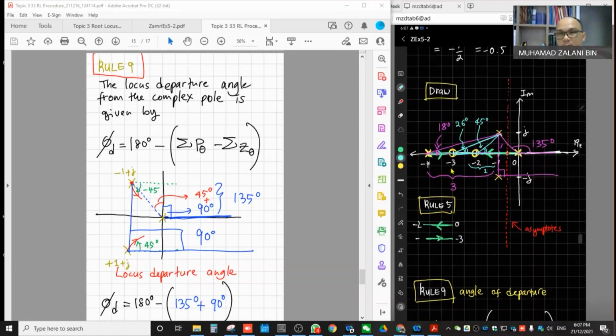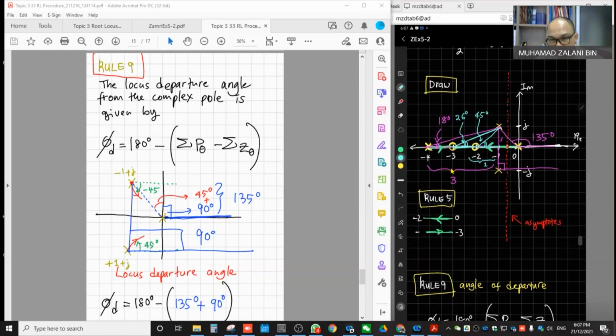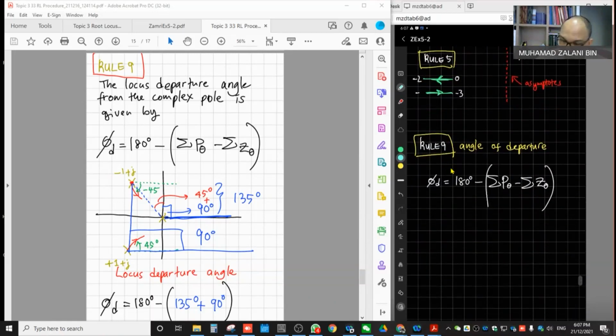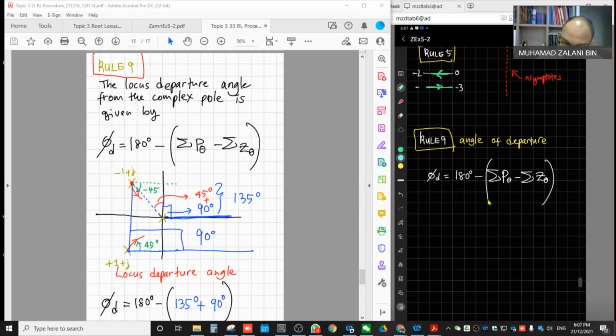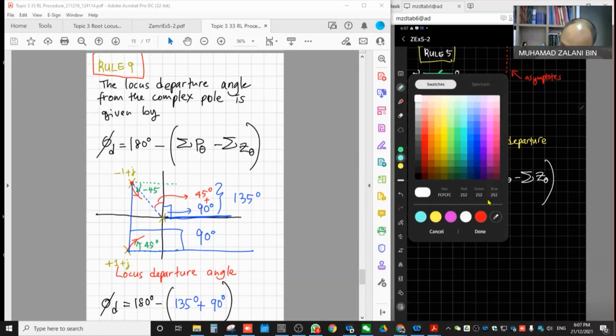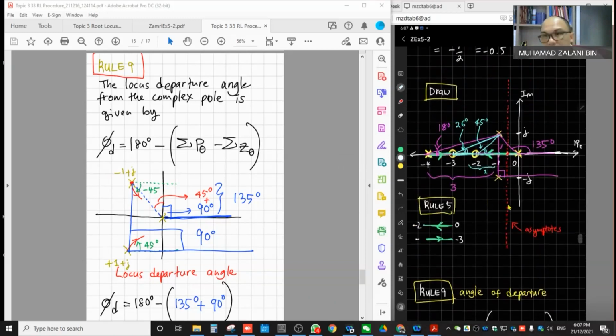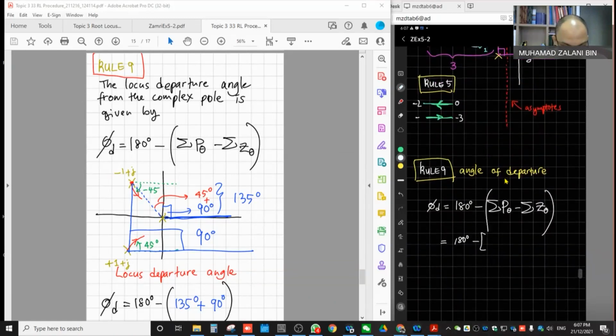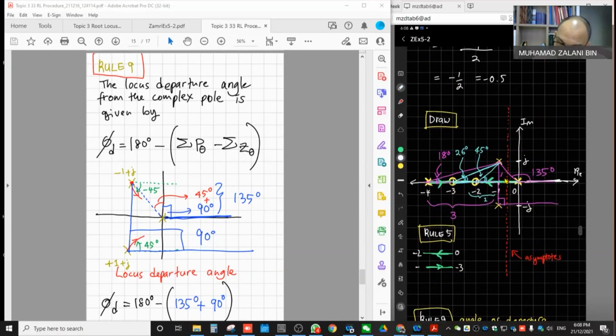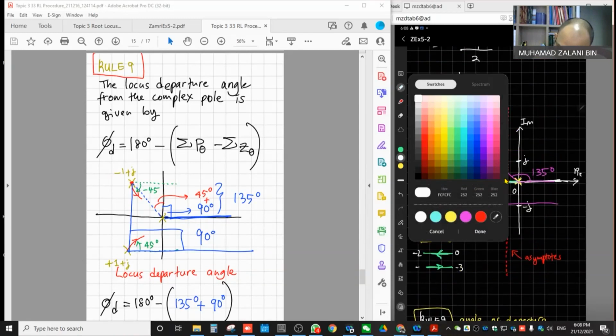Alright, so we have all of those angles. Then based on the equation here, we can determine the departure angle. So phi d is 180 degree minus summation of poles angle. So we have poles angle 135 and then 18 and then 90. So we have 135. We just use this 26.6, the one from earlier. Its color has gone missing.